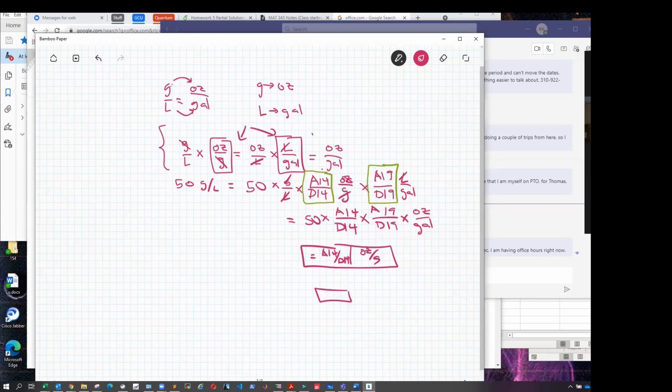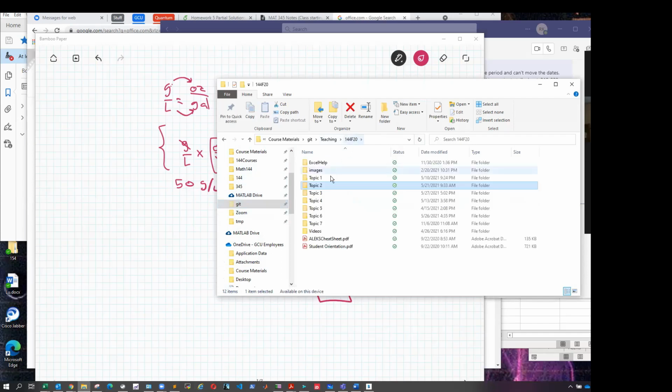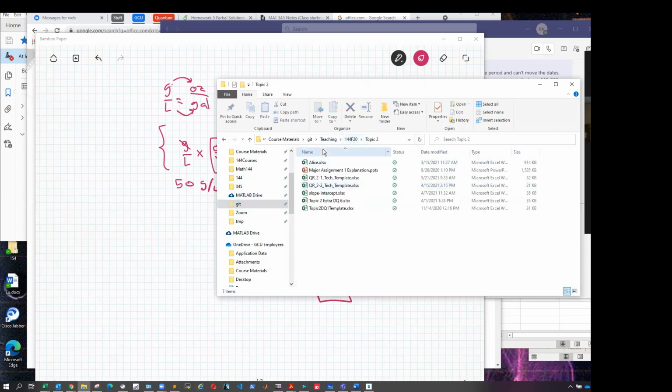So in that chart, let me bring up the actual chart now. Let me bring up a copy of it. I've got to remember what this is and where this is. This was topic 2. So this is topic 2, and this is ExtraDQ6. Is that right? Yeah.